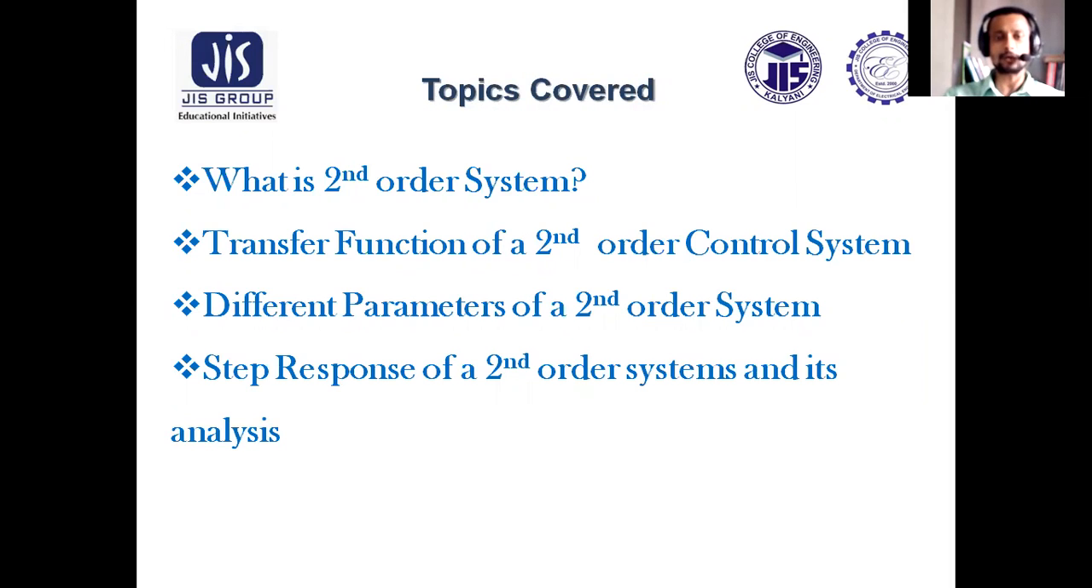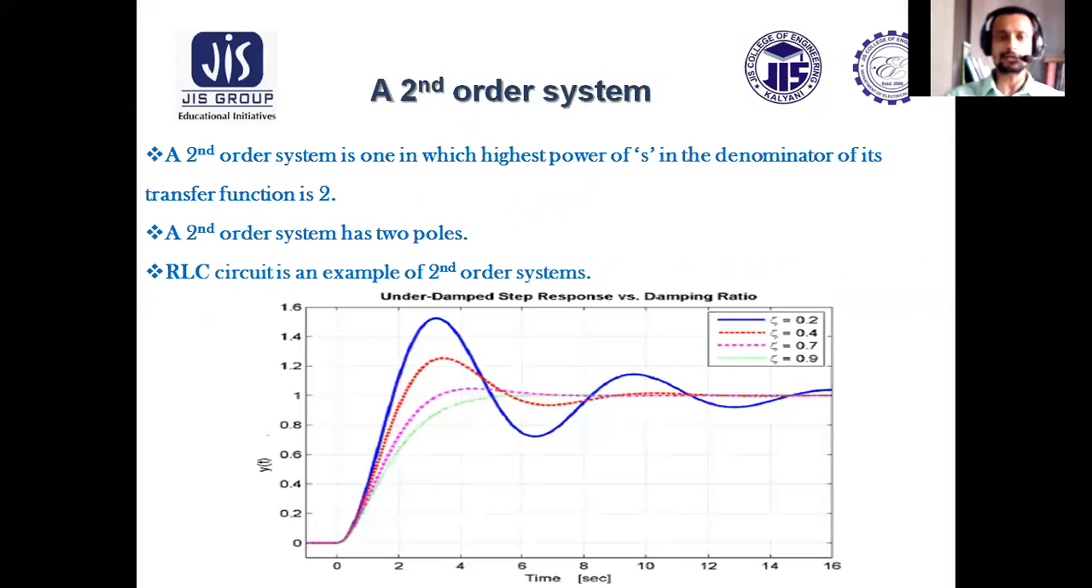First we'll be discussing what a second order system is. Then we'll derive the transfer function of a second order control system. Then different parameters of the second order control system will be discussed. And lastly, we'll be discussing the step response of a second order system, and analyzing how the step response of the system changes with the change in different parameters. So let us start with what a second order system is.